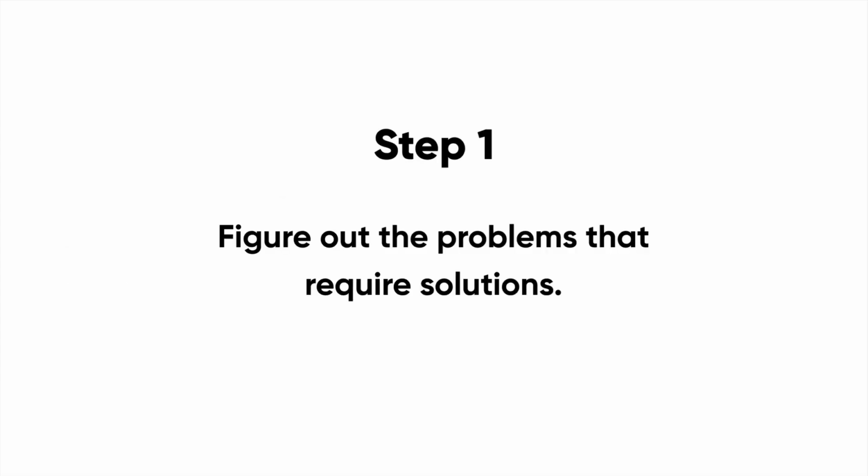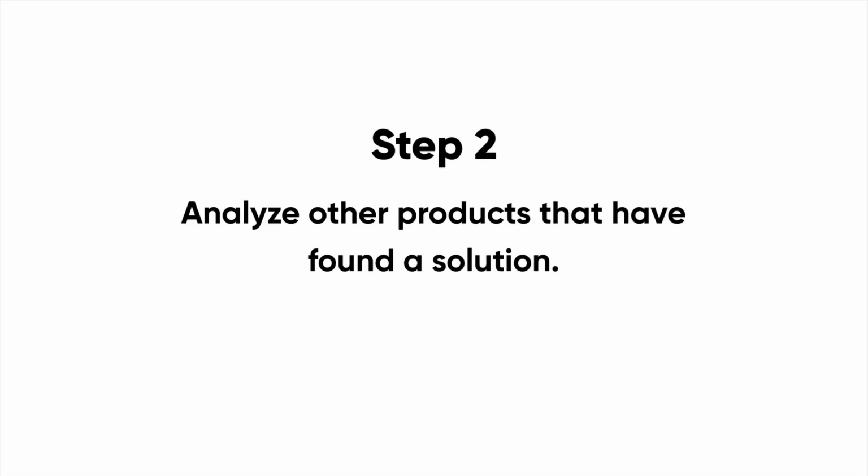So step number one, you need to have some sort of problem. So figure out the problems that actually require the solutions. Step number two, analyze other products that have found a solution. So that means go and find similar websites, similar products to yours that have a solution to your problem. It could be similar to yours. It could be almost the same. It could have slight variants. It could be entirely different, but take a look at what your competitors are doing.